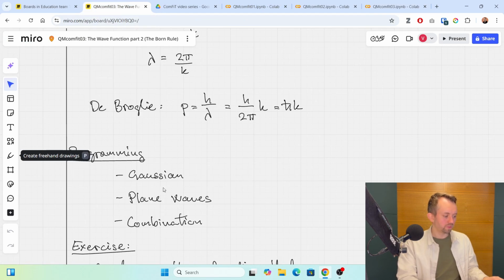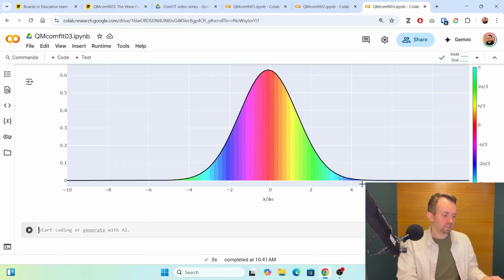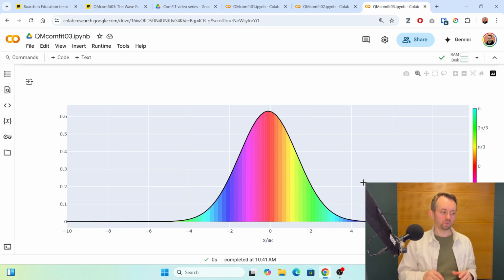So that's a Gaussian, that's a plane wave. And essentially what we're going to be seeing later on, when we get to the Schrodinger equation, is that if we give this initial wave function this initial velocity, then the whole wave function is going to move to the right.